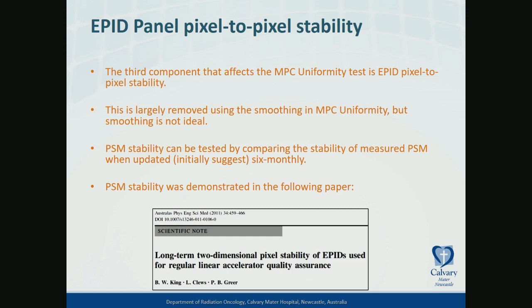And what I'd propose is that if we have our PSM measured at install and then we repeat the measurement either 6 monthly after that or annually, or some frequency like that, then we compare our PSMs to the initial, and we can get a good measure of whether our EPID panel has changed in sensitivity. And suddenly that's our third variable taken out of that uniformity check. In terms of the frequency, this publication here indicates that the PSM should be stable over a year basis, so probably 6 monthly or annually is reasonable.